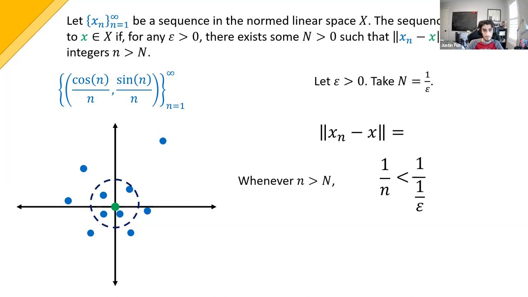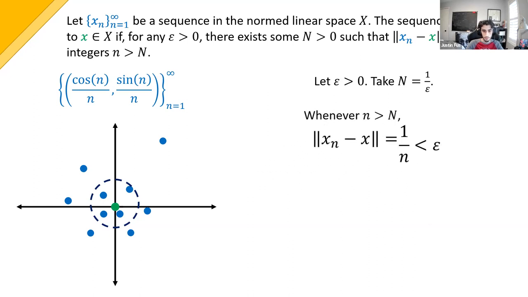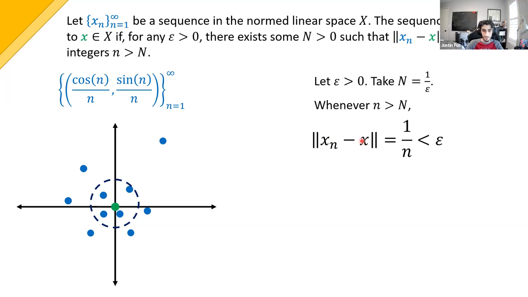So since N was 1 over epsilon, we can plug that in. Simplification happens and we're left with beauty. The distance between any nth term that is beyond the big Nth one and the zero point here in green will be less than this epsilon that we fixed at the beginning. So we converge to zero. So this is an example of a nice sequence in our normed linear space that converges to a point.